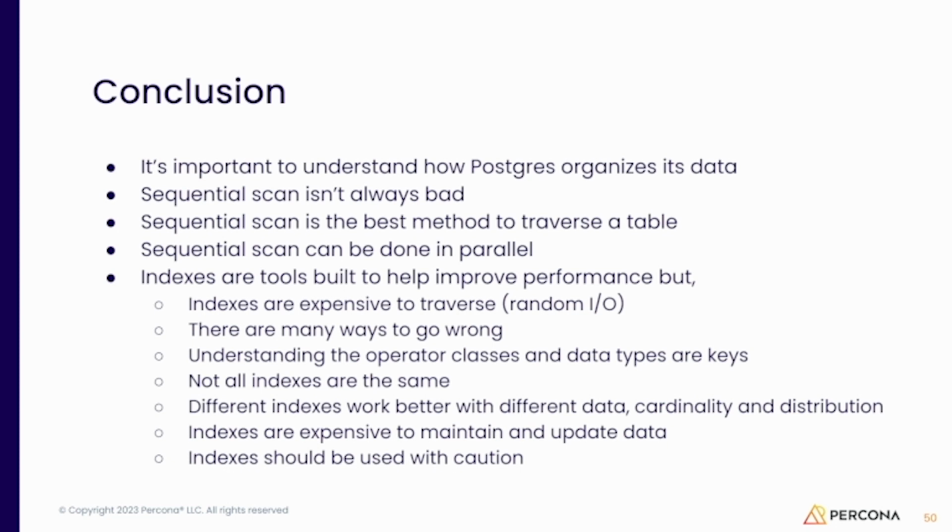Well, indexes are tools built to help improve performance. That's the only purpose of an index. And performance of what? Performance of search. Indexes are expensive to traverse because they involve a lot of random I/O. They are traversed as a B-tree. It's not like traversing a plain data table. It's a B-tree, so it requires a lot of I/O from one page to another because they are not physically close together. There are many, many ways to go wrong with indexes, like picking the wrong index, or using a B-tree to index a JSON.